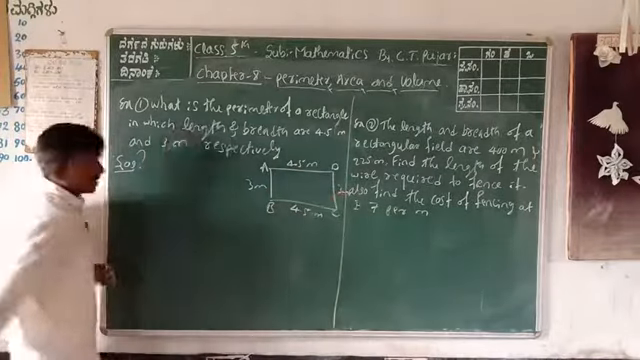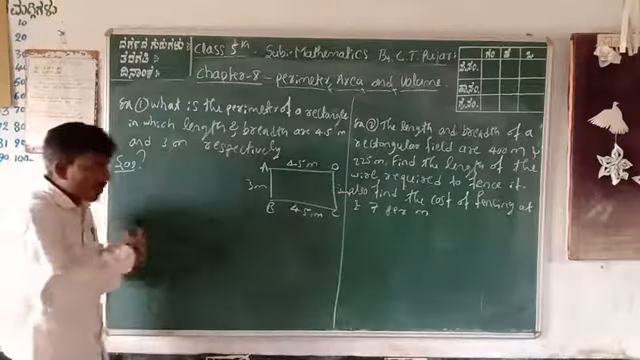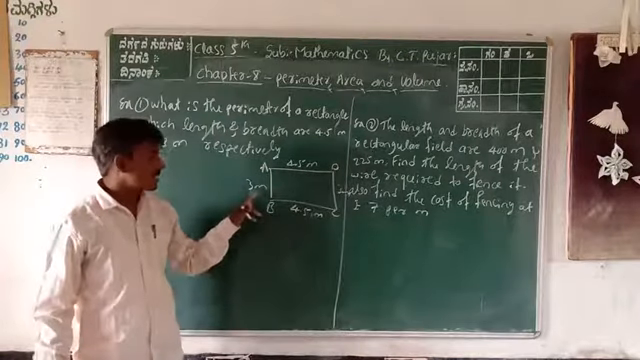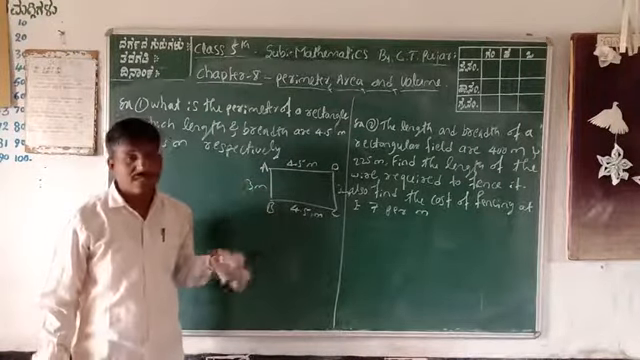Perimeter is what? Directly, perimeter is the sum of all sides. 4.5 plus 4.5 is 9. 9 plus 3 is 12. 12 plus 3 is 15. Over.